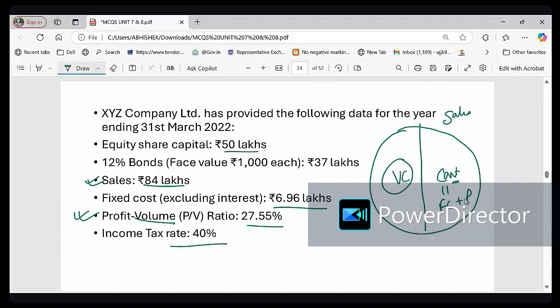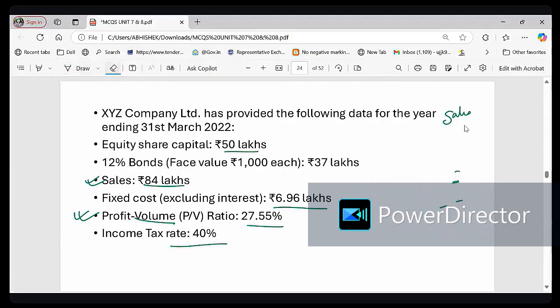So how to calculate the contribution here? Profit by volume ratio is given and sales is given. So there is a formula which you can use to calculate the contribution. Can anyone calculate contribution for me? What is the contribution in this case?